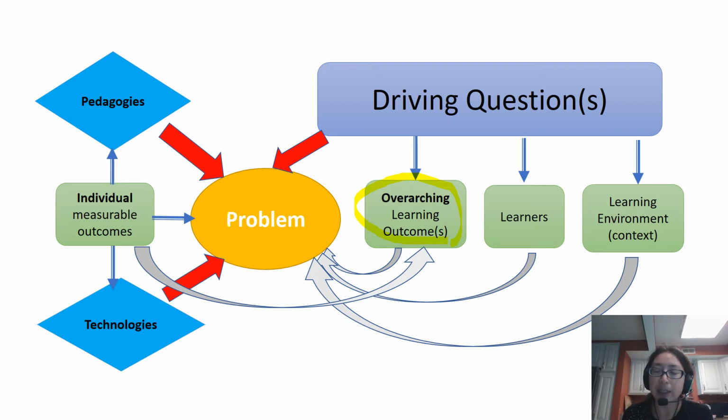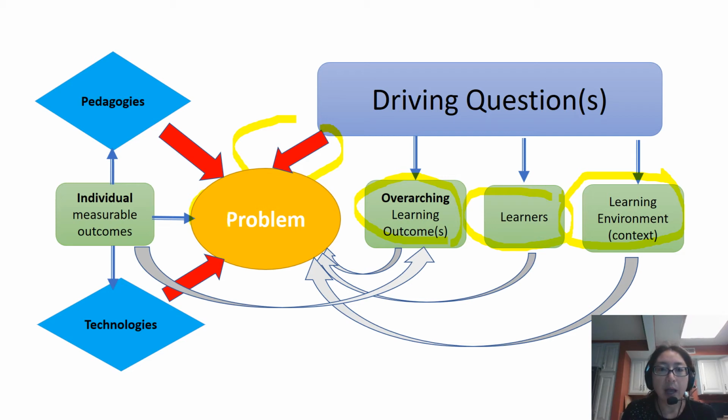So essentially, the driving question has to relate to your learning outcomes, and it must address the problem. Okay, and then in your driving question, you also need to address who are your learners, and what kind of learning environment your learners are in. And that's just part one.